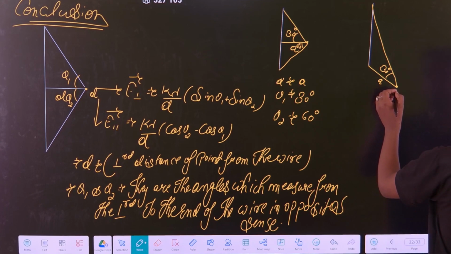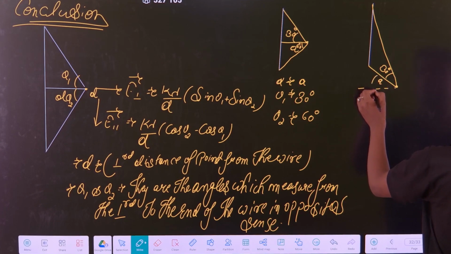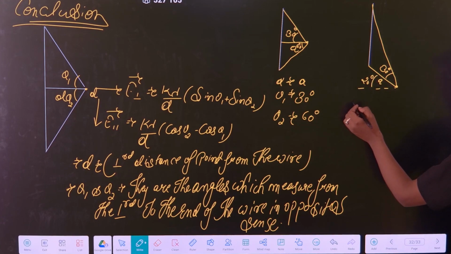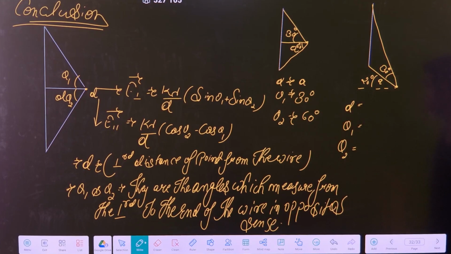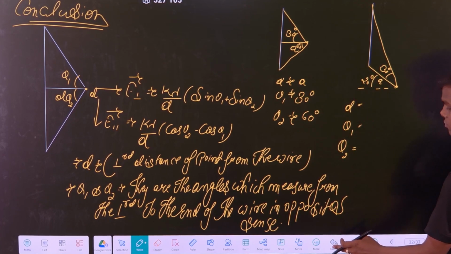Okay. Suppose this angle is 20 degree. Now you have to tell me what is my D here, what is my theta 1 here, and what is my theta 2 here. That is a good question. Yes. First, what is D? D is the perpendicular distance of the point from the line, from the wire, but there is no wire there. So what we will do?